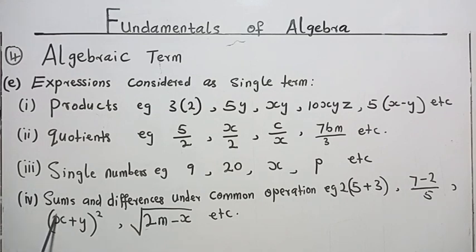The next is this x plus y. x plus y is a sum. Without this bracket and this square, the x plus y should be considered separate terms. But because this bracket raised to the power 2 has been introduced, this power 2 is affecting both this x and this y. Based on that, because the x and y are under a common operation of being raised to the power 2, we say that x plus y, though being separate, can now be considered as a single term. The same thing is applicable to 2m minus x, and such like expressions.